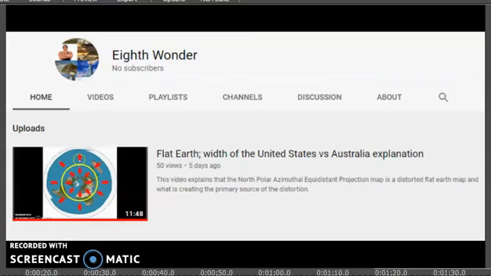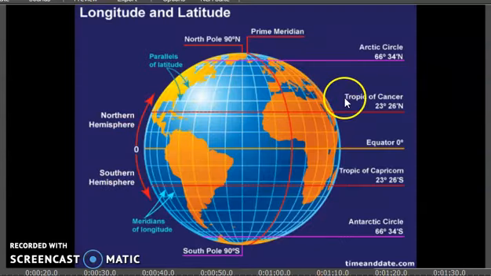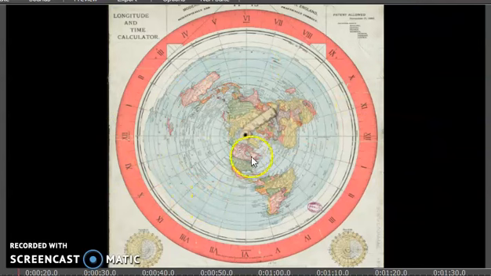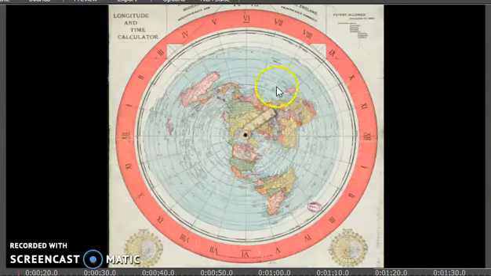This is a follow-up video to my first video, which was Flat Earth Width of the United States versus Australia explanation. In it, I stated that the deceivers took a flat Earth, projected it onto a sphere, drew lines of longitude and latitude, and then projected that back onto a flat Earth map. And because the coordinates of longitude and latitude must match up to what they are on this Gleason azimuthal map as they do on a sphere, it forced them to distort the flat Earth map.